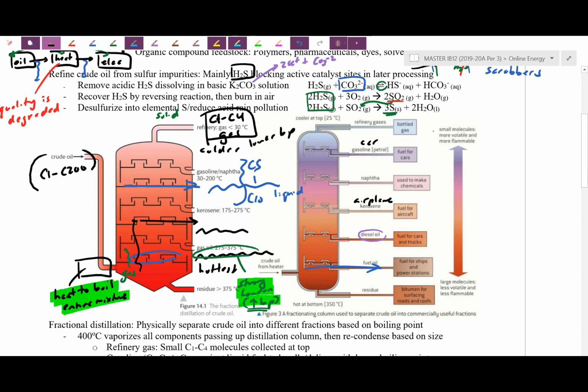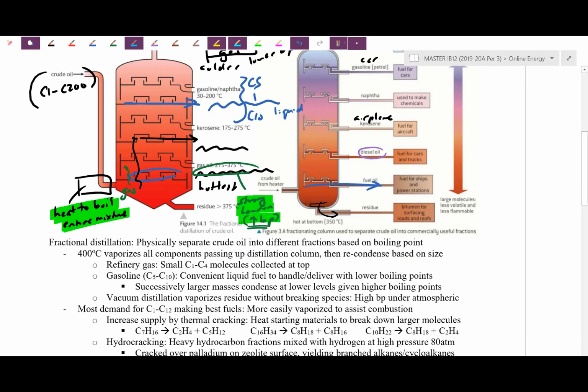Small molecules tend to be more volatile, more flammable, and more useful as fuels. Larger molecules are not as good. Residue, some things that actually are solid, I may just collect up. We mentioned we could just use that as our asphalt for our roads.